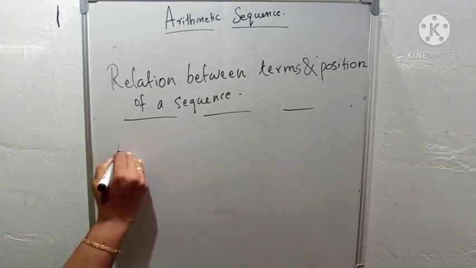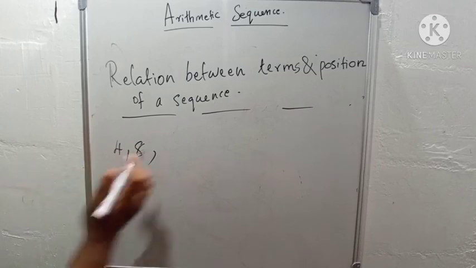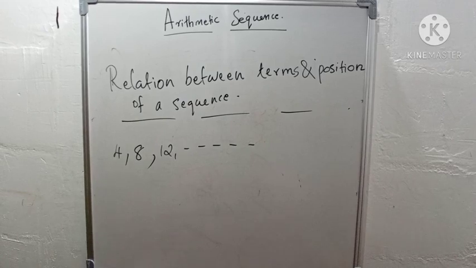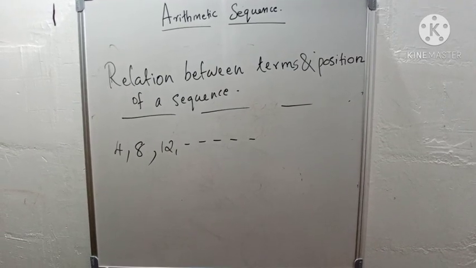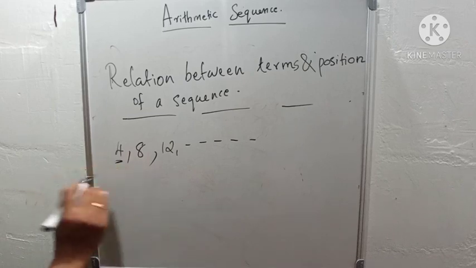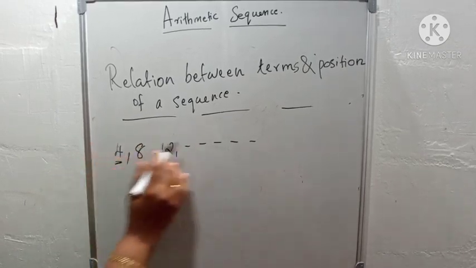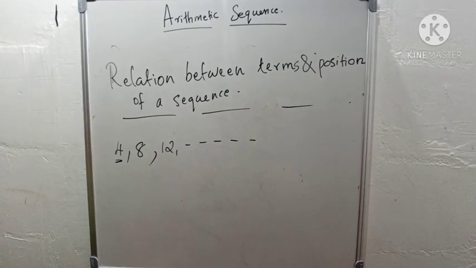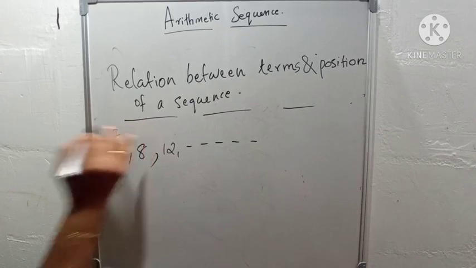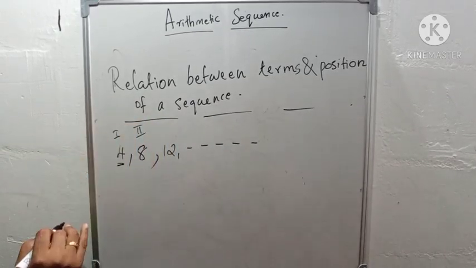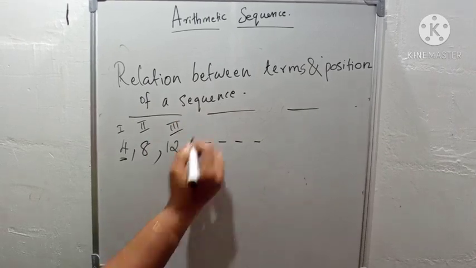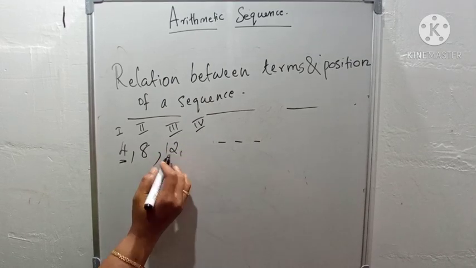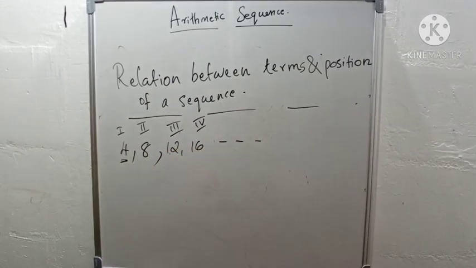For example, I am going to take a sequence 4, 8, 12, etc. This one is a sequence. What is special about this sequence? Starting from 4 and adding 4 continuously we get the sequence, right? Then what is the next term? The first term is 4. Second term is 8. Third term 12. Then what about the fourth term? 12 plus 4 is equal to 16.